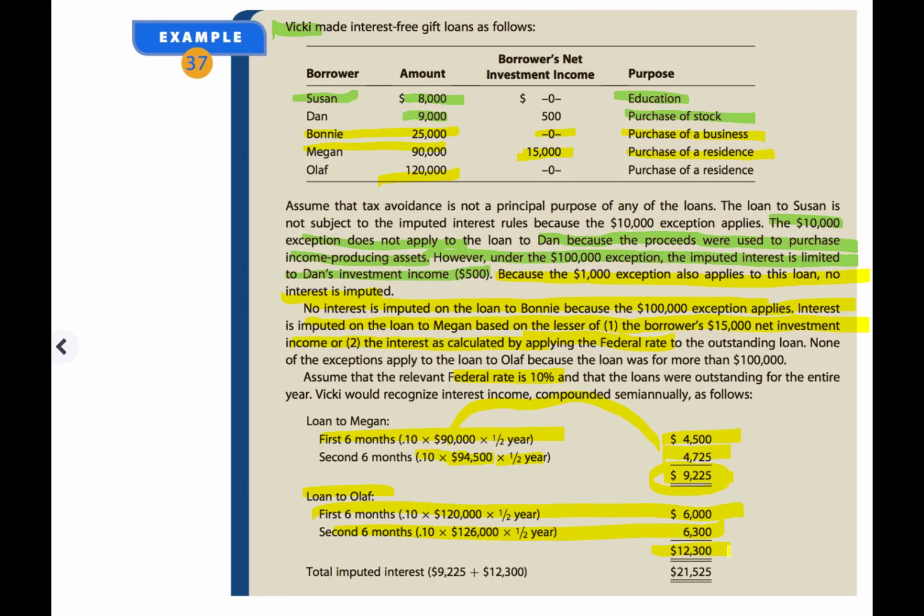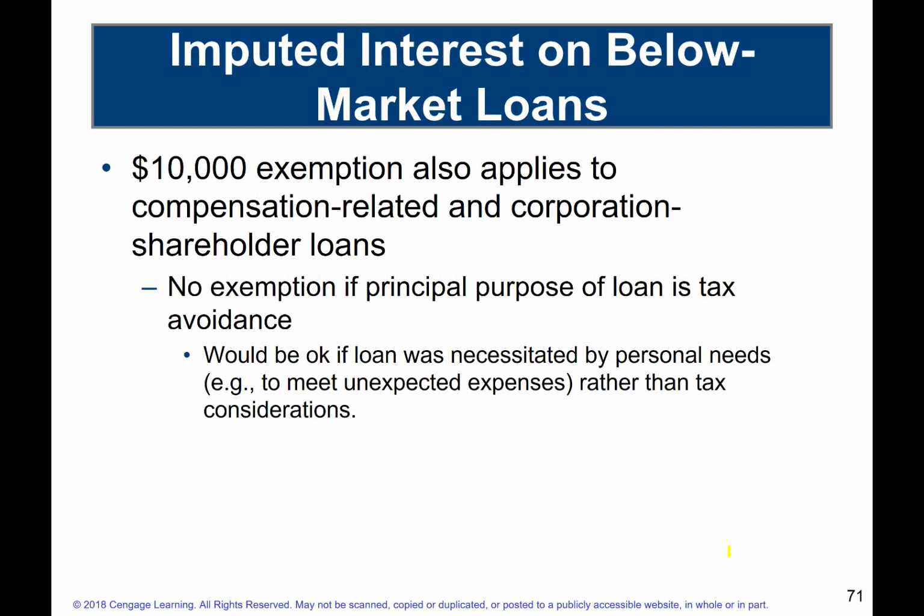Okay, good. Let's take a look at the next slide and a couple more things. The 10,000 exemption also applies to the compensation-related and corporate-shareholder loans. So all of the 10,000 requirements that we talked about will apply for those two categories as well. Remember, we had love and affection loans, from the employee to the employer, and the corporate to shareholders. We would apply the 10,000, not the 100,000 rules there.